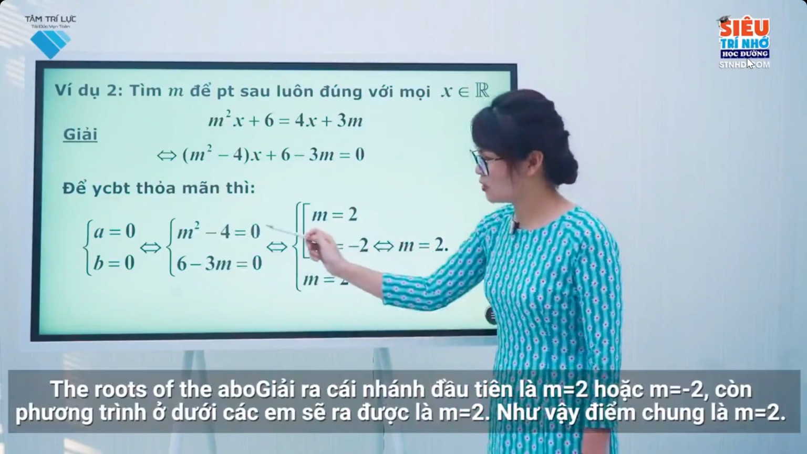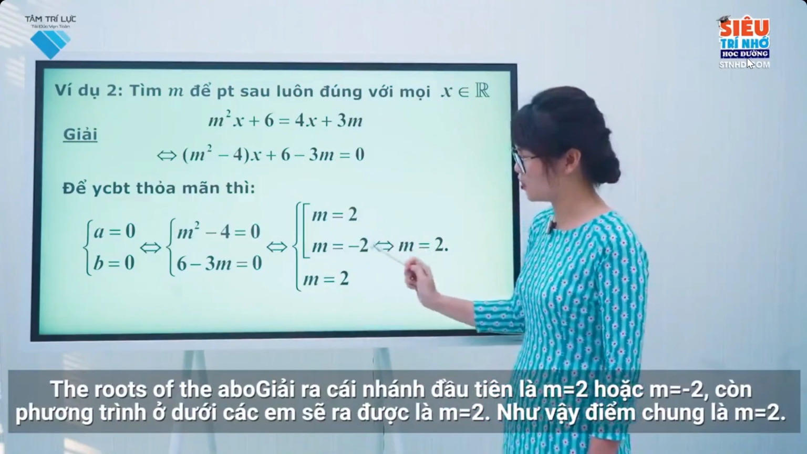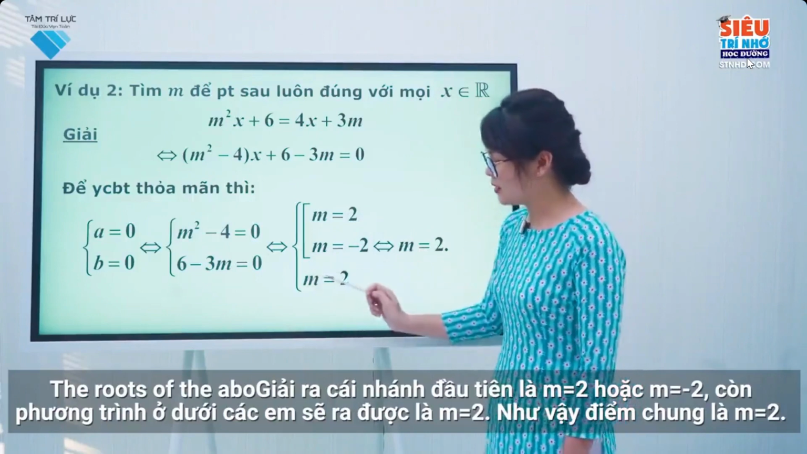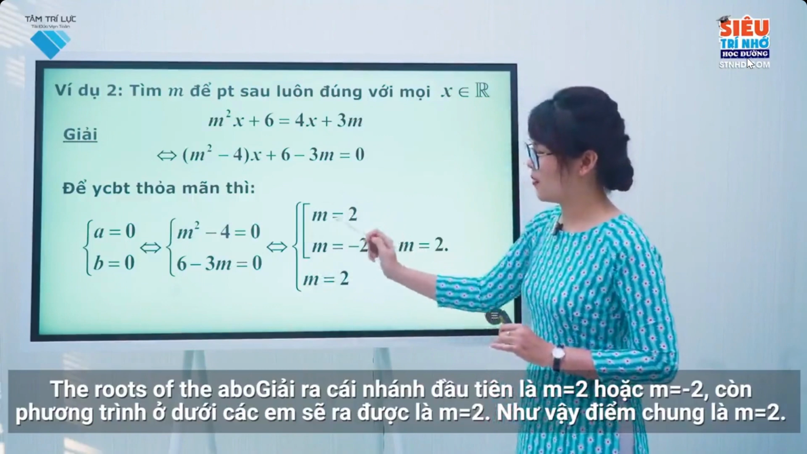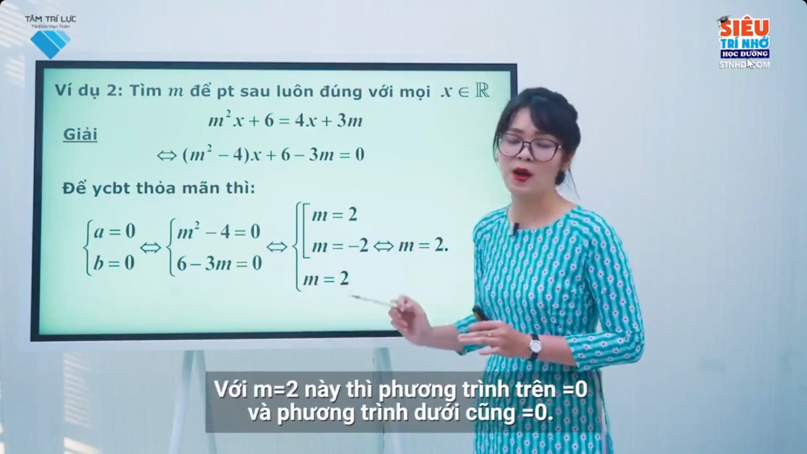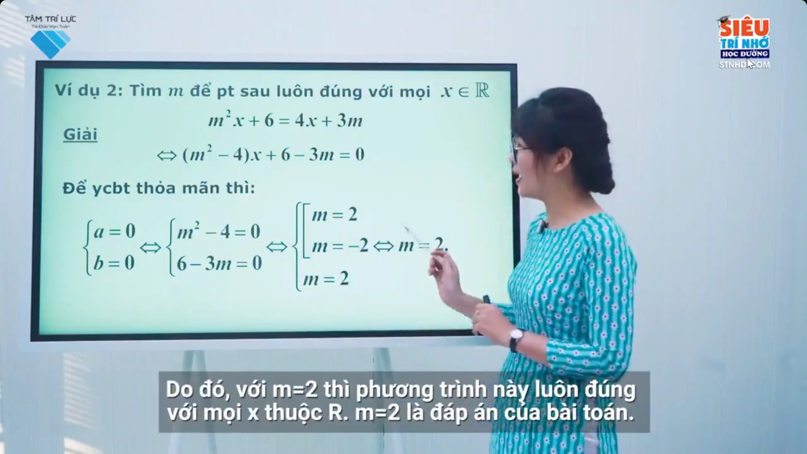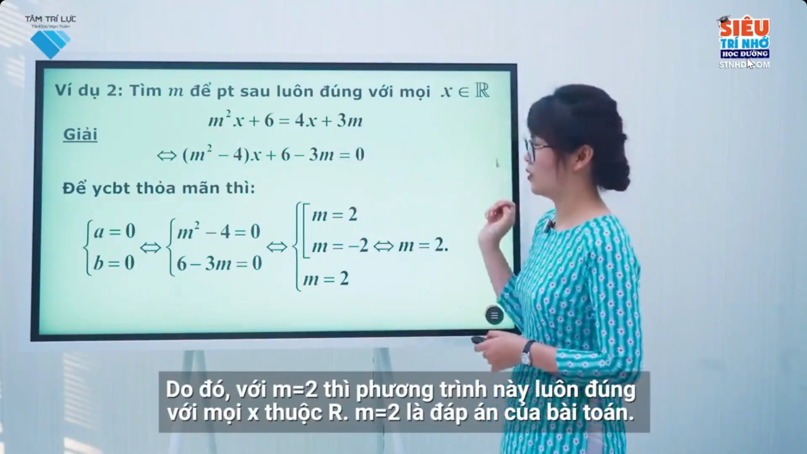The roots of the above equation are m equals 2 or m equals negative 2. The root of the below equation is m equals 2, so the common root is m equals 2. When m equals 2, the root of both equations is 0. Therefore, when m equals 2, the equation is always true for every x in R. m equals 2 is the answer to the question.